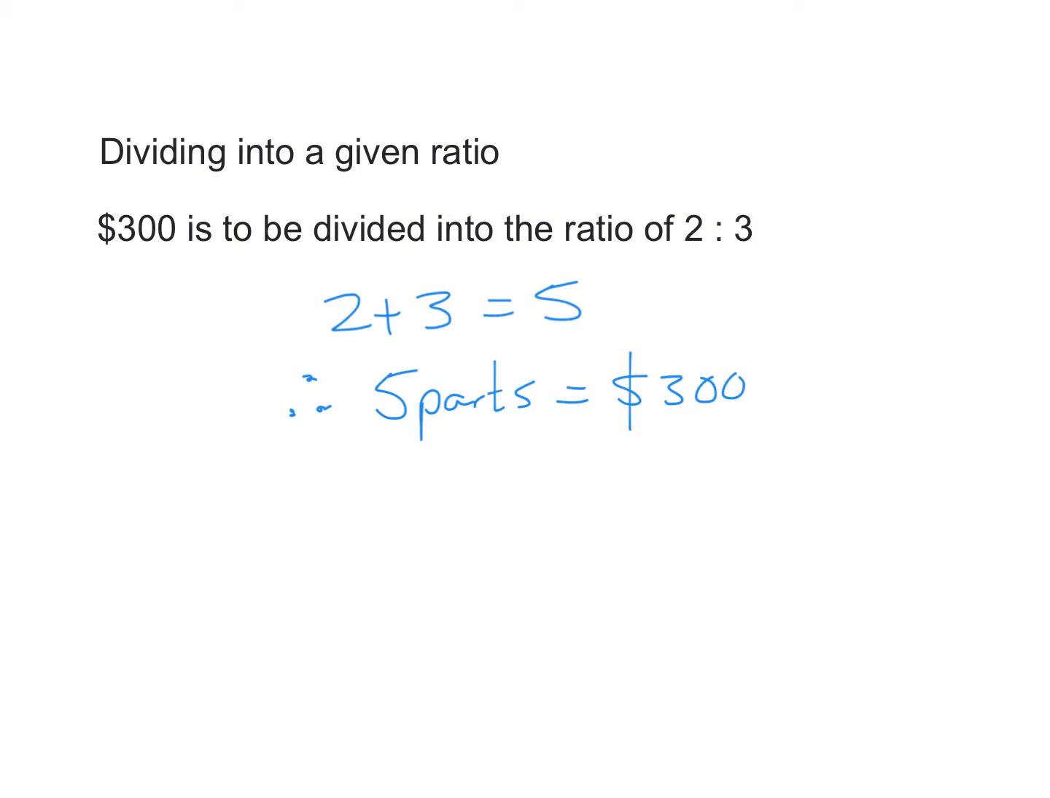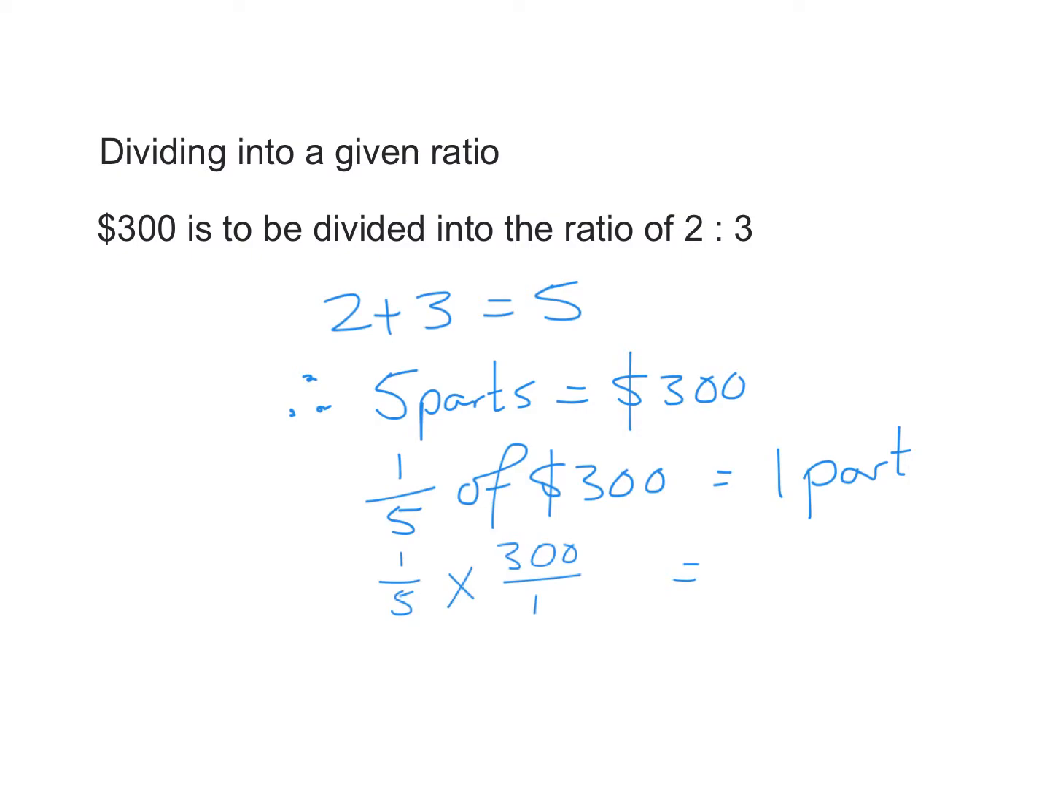Therefore, we can say that 1 part, so 1/5 of $300, equals 1 part. And remembering our multiplication of fractions, 1/5 of is the same as times $300, or 300 over 1, and it ends up to be $60. Therefore, 1 part equals $60. So if we are asked to find what 2 parts are, we would simply multiply 2 by 60. So we would write that as 2 parts equals 2 times 60. And of course that equals $120.